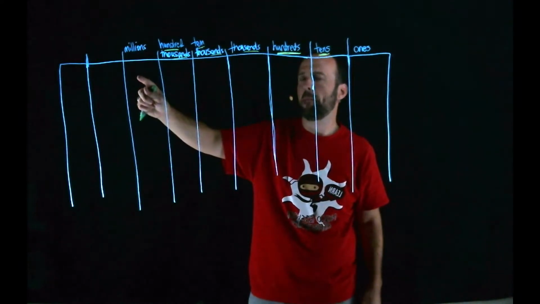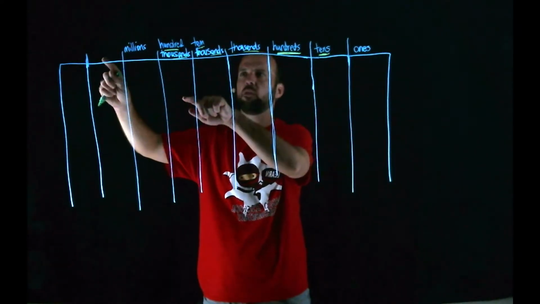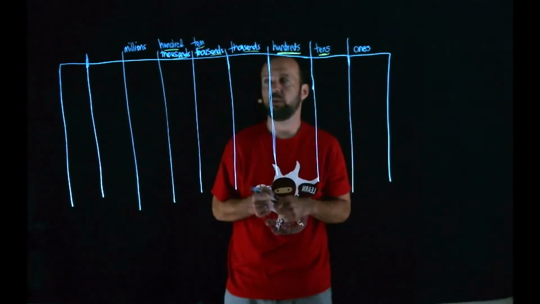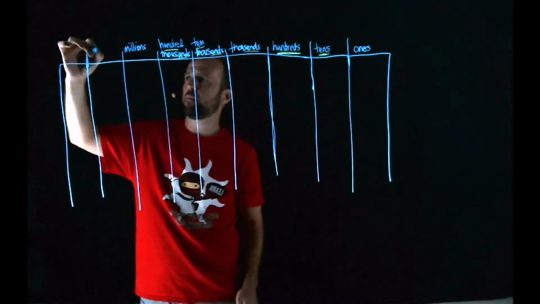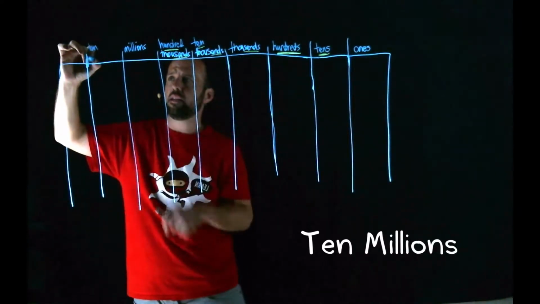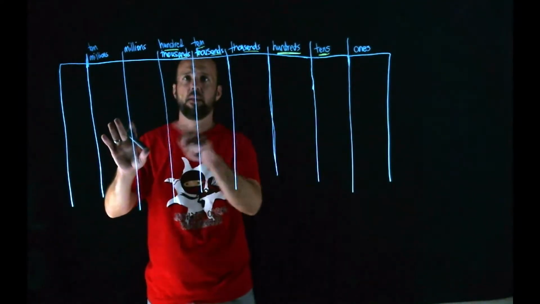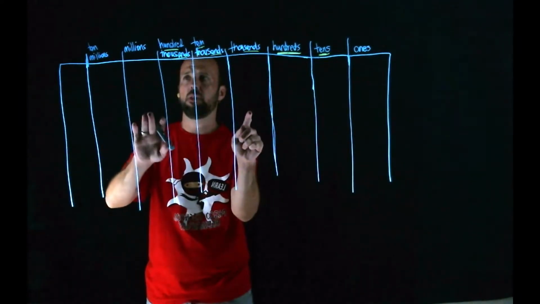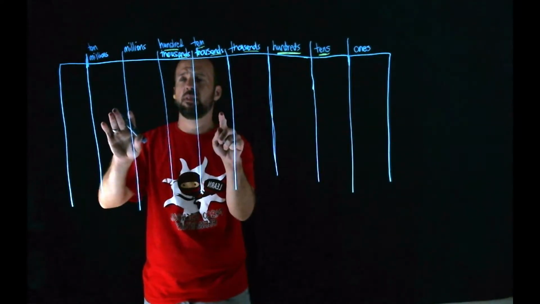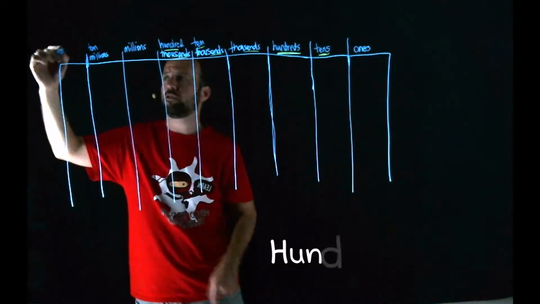So if we're over here in the millions, what do you think is going to come next? Based on the pattern that we established here, what do you think is going to come next? Well, you're right, that next place value is going to be our 10 millions place. So based on that pattern again, we went millions, 10 millions. What do you think is going to come next? You're right, it's going to be our 100 millions.